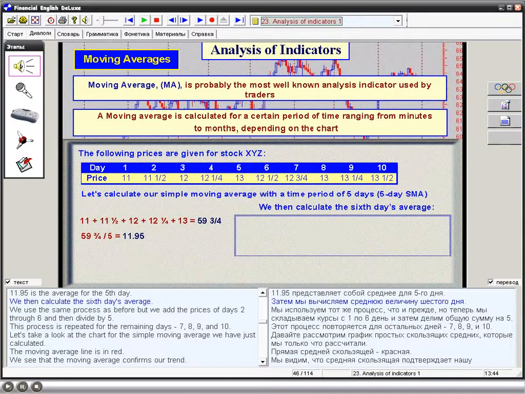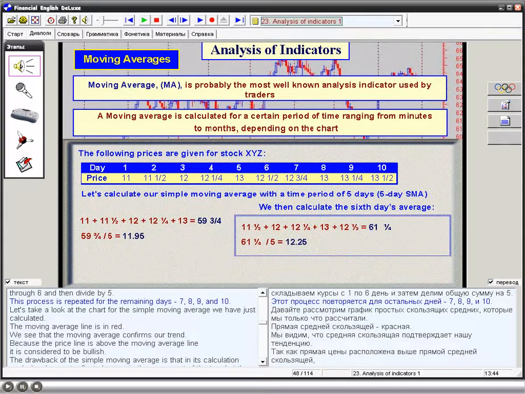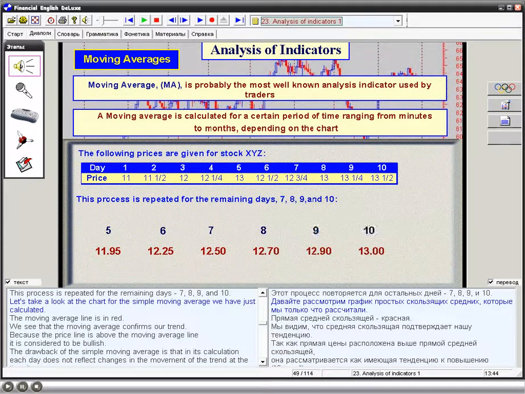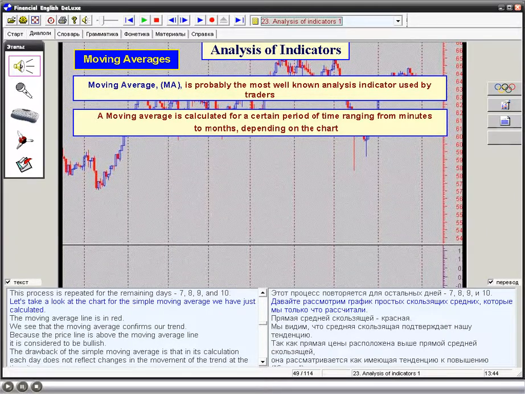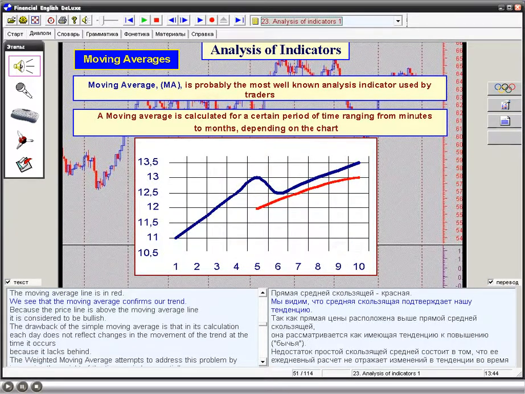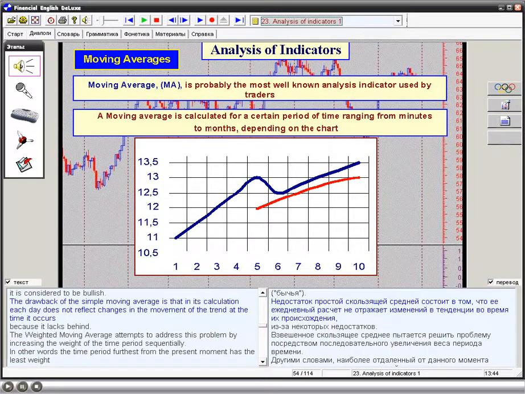We then calculate the 6th day's average. We use the same process as before, but we add the prices of days 2 through 6, and then divide by 5. This process is repeated for the remaining days, 7, 8, 9, and 10. Let's take a look at a chart for the simple moving average we've just calculated. The moving average line is in red. We see that the moving average confirms an uptrend. Because the price line is above the moving average line, it is considered to be bullish.